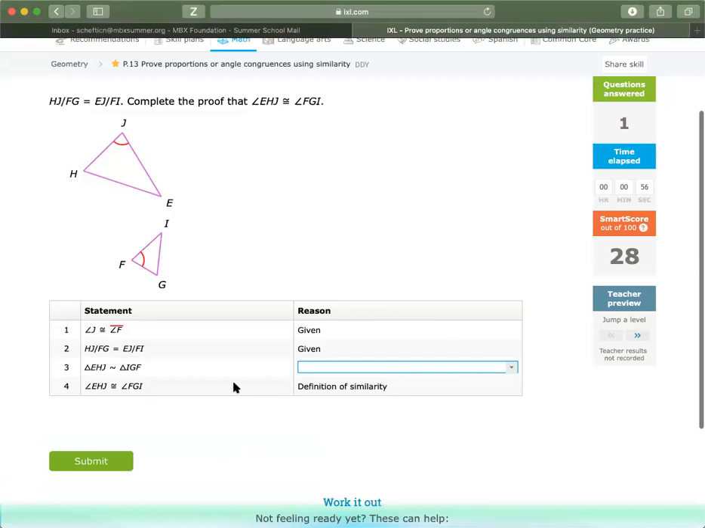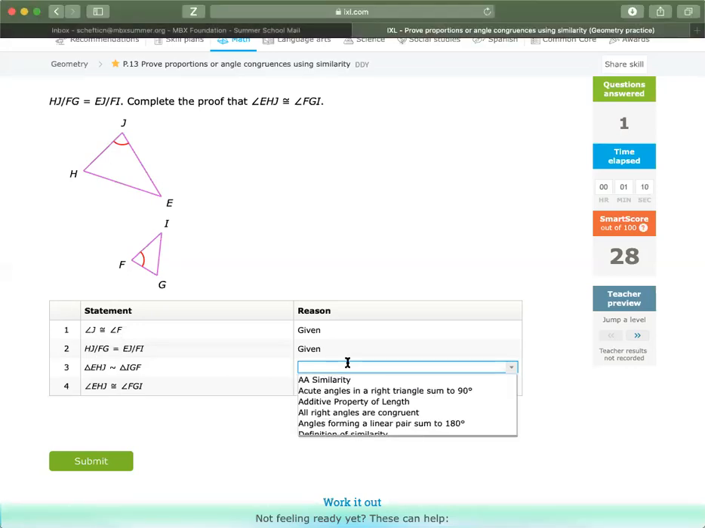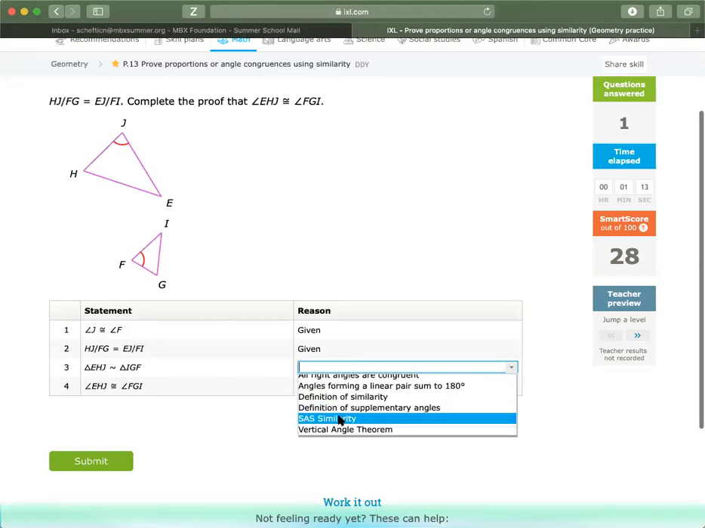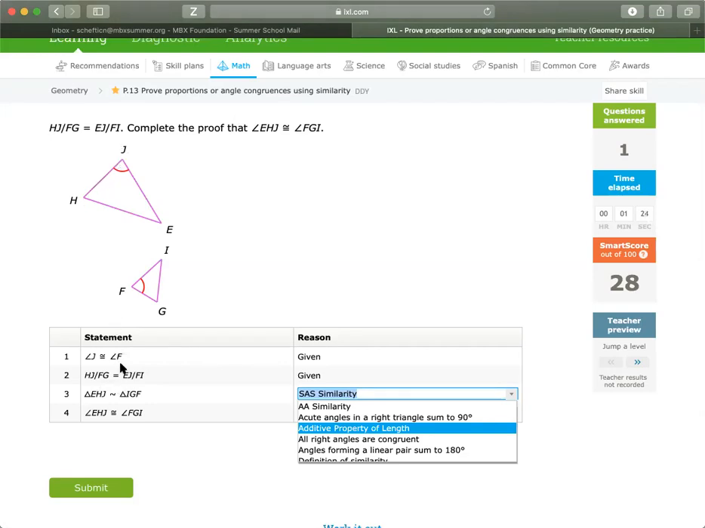All right, looking here, similarity symbol. Let me clean that up real quick. All right, so we have EHJ. What they gave us before was an angle and 2 sides. So that is going to be SAS similarity going right here. As you can see, it's either going to be this one right there or a similarity because they give us these sides: HJ right here, and they have FG, and then EJ right there and FI right there. So side, angle, side is going to be our answer on that one.